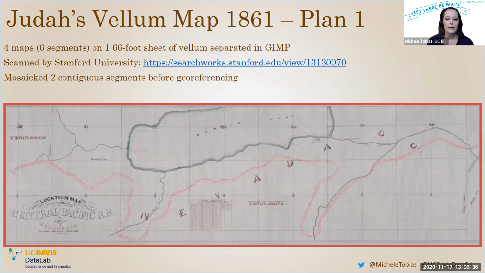There are 4 sections of this map, but within those 4 sections, 2 of the sections actually have 2 maps that are arranged so that they fit. And so we ended up having to break those apart, remosaic them in GIMP, and then georeference them from there.